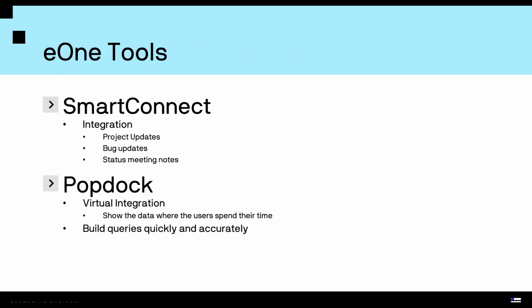Talking about these again, just to break these down a little bit. Within SmartConnect, it's an integration tool. So we can send the project updates to that. We can send the bug updates to that. The status meeting notes, okay?